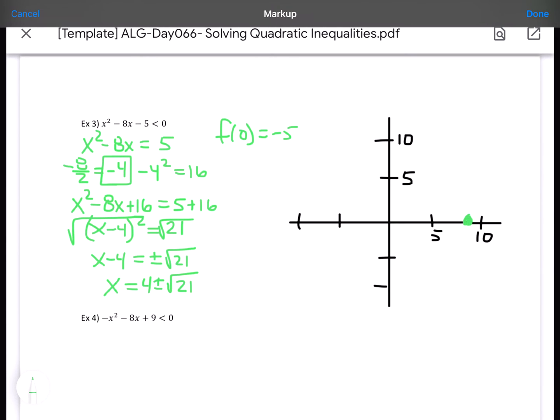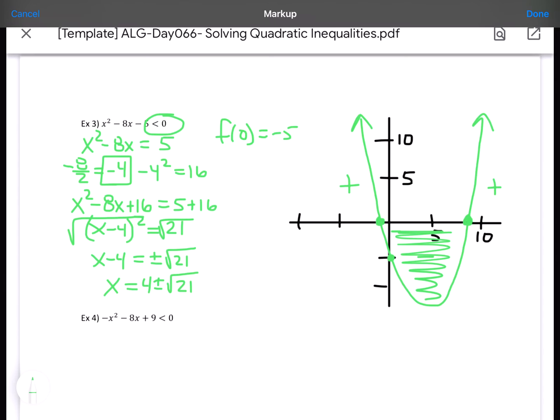And then when we subtract it from 4, 4 minus around 4.5 is going to be about a half. We know it opens up, and we know it also has a y-intercept at negative 5. So it's going to look something like that, where it crosses the x-axis twice and hits the y-intercept at negative 5. We know it's opening up, and we know this is negative, positive, positive. It's asking us when this graph is less than 0, so in this part that I'm shading in, that's where it's less than 0.